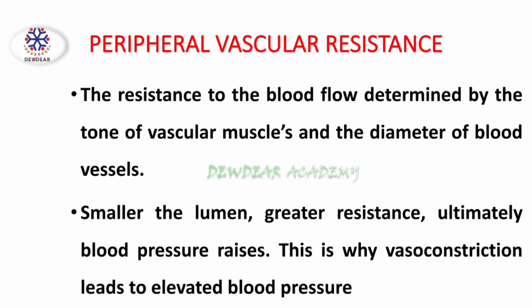Next is the peripheral vascular resistance. It is the resistance to the blood flow determined by the tone of vascular muscles and the diameter of blood vessels. Smaller the lumen, greater resistance, ultimately the blood pressure rises. That is why vasoconstriction leads to elevated blood pressure.